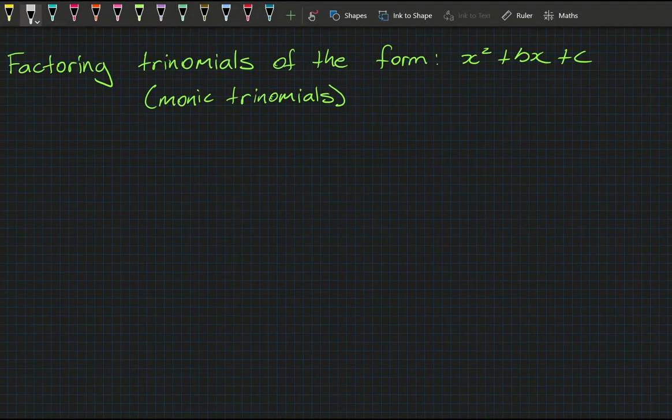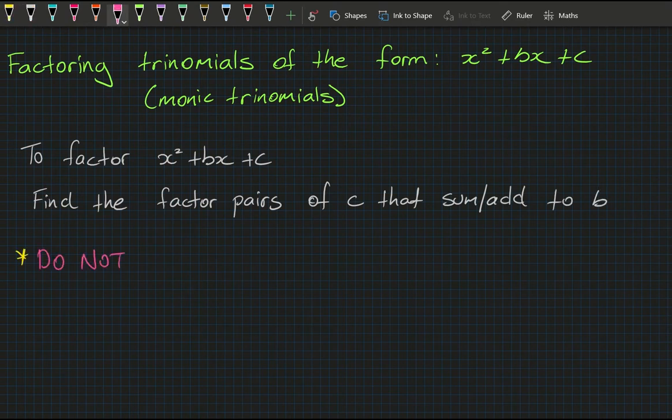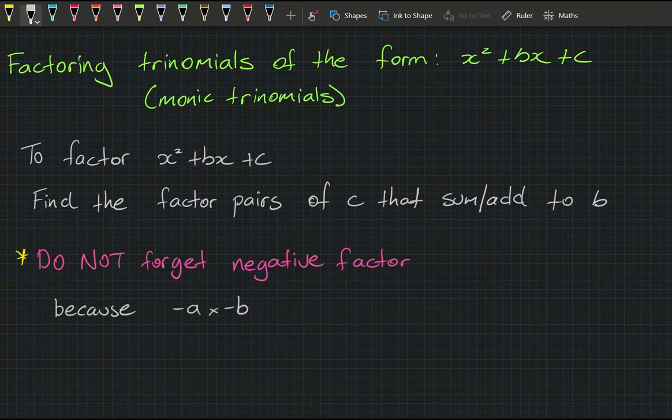To factor the trinomial x squared plus bx plus c, we need to find the factor pairs of c that sum or add to b. But of course, we should not forget negative factors. And that's because minus a times minus b is equal to a times b. So for example, minus 2 times minus 4 is equal to 8, which is also equal to 2 times 4.